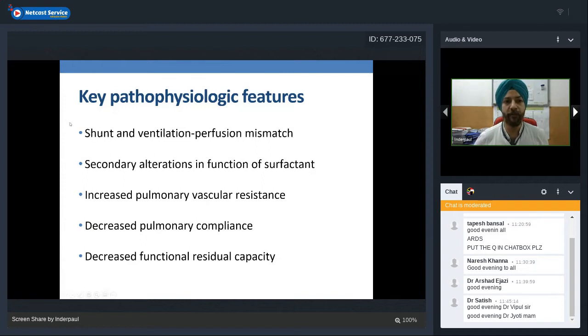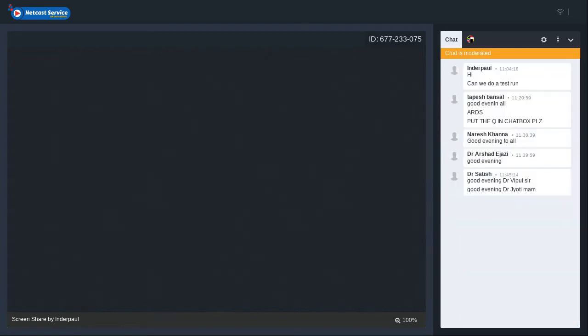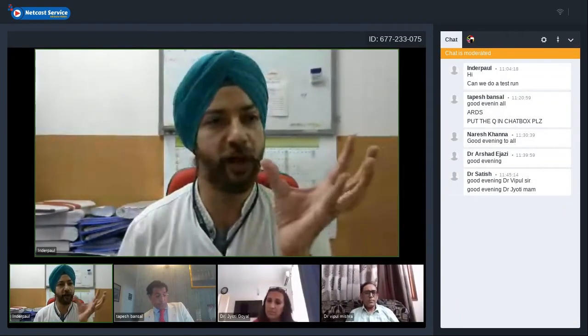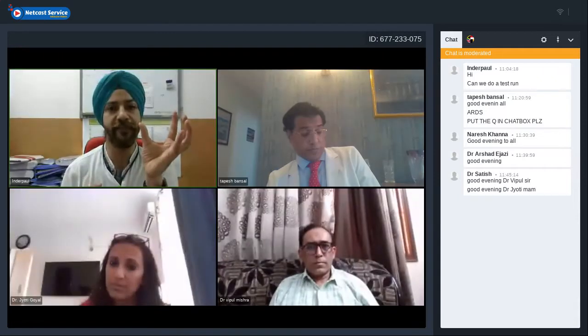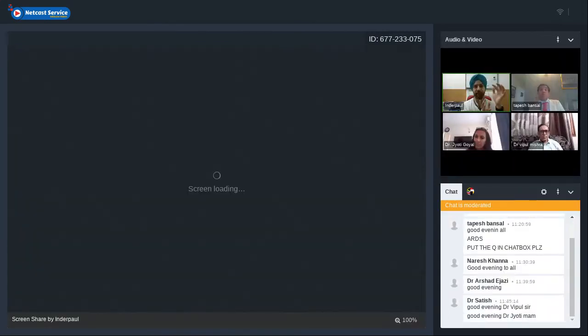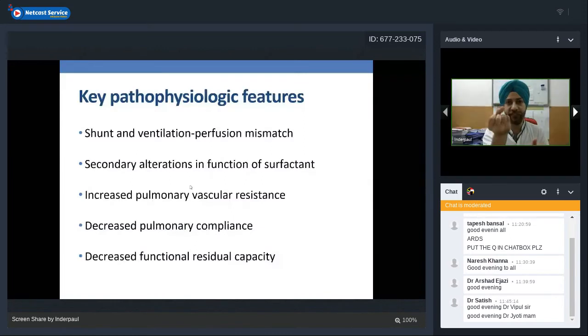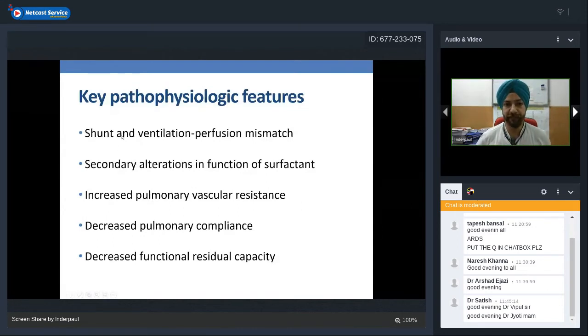But not all alveoli will behave as shunt. Like I told you, ARDS is a heterogeneous disease. So you will have some units which are not completely collapsed. They are partially collapsed, and they will still have some perfusion. Some units will have vasoconstriction, but proper ventilation. This will add to ventilation perfusion mismatch. There are also secondary alterations in surfactant, increased pulmonary vascular resistance, decreased pulmonary compliance, and all this together will cause decreased functional residual capacity.